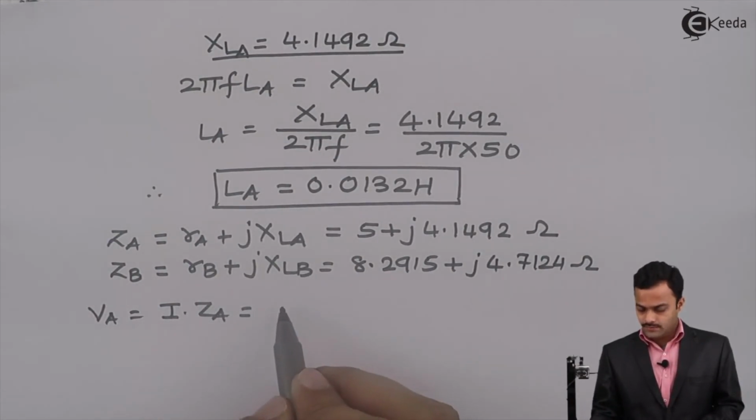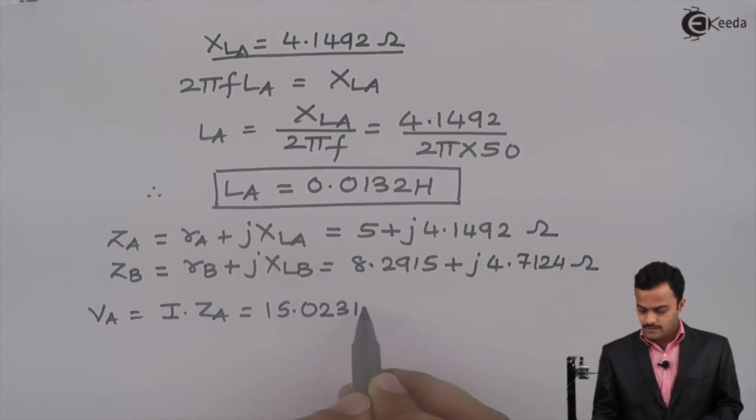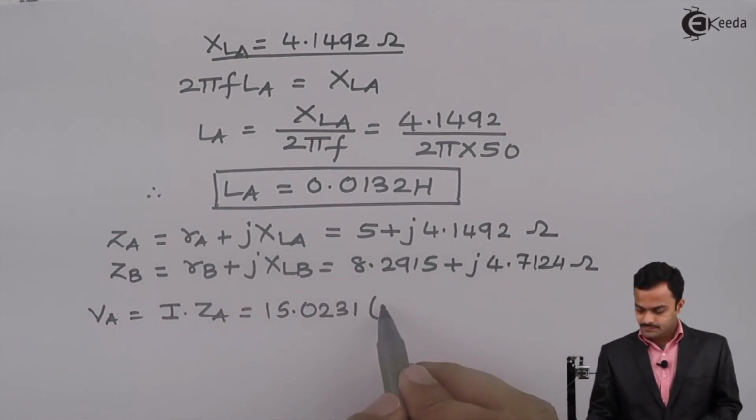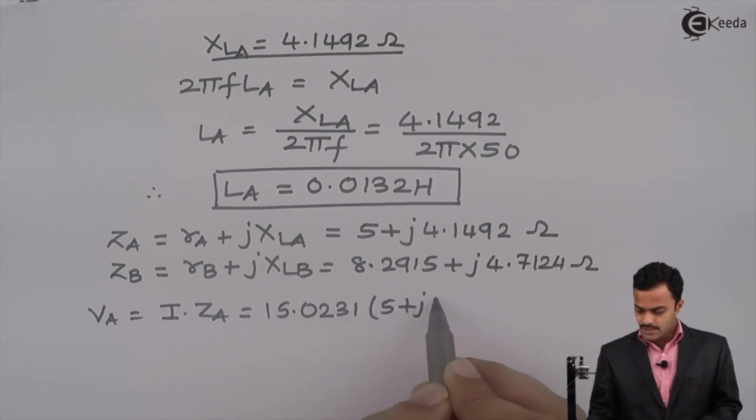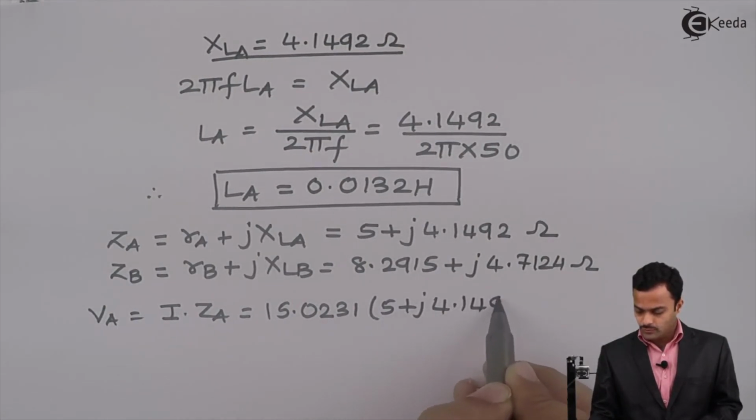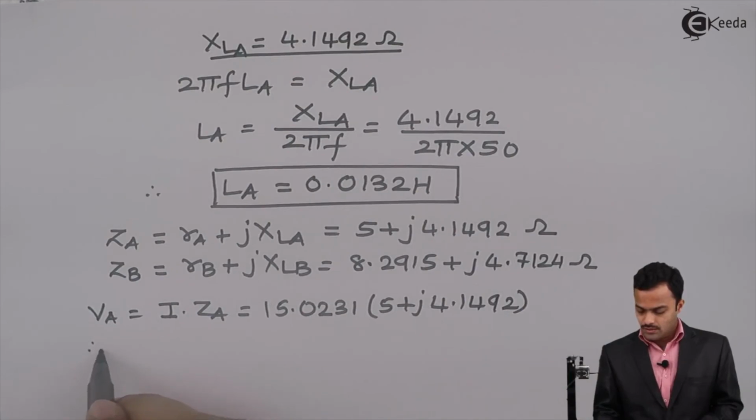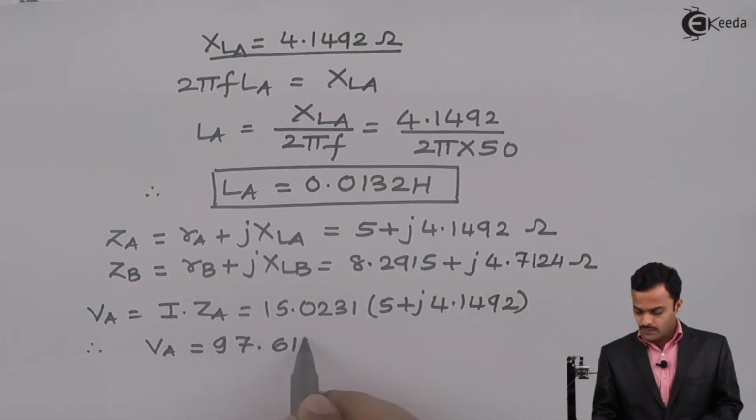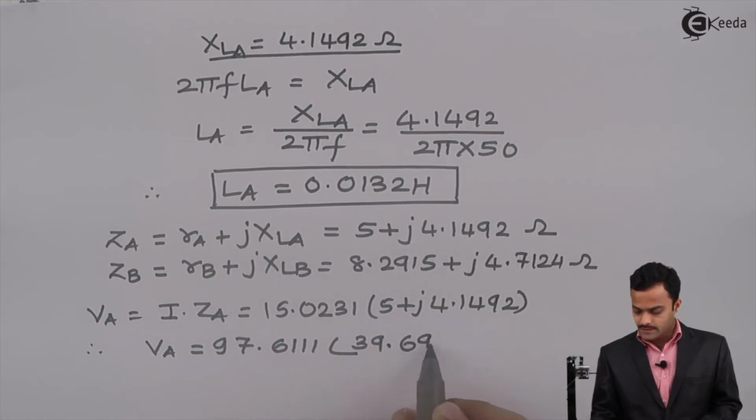Once we know ZA and ZB, we can get VA, which is equal to I into ZA. I value is 15.0231 multiplied by ZA, 5 plus J 4.1492 ohm. So if you solve, you will get VA as 97.6111 at an angle 39.69 degree volt.